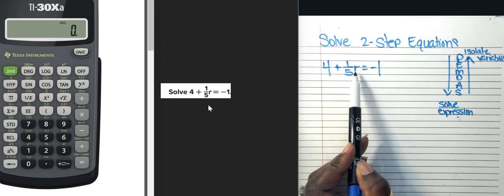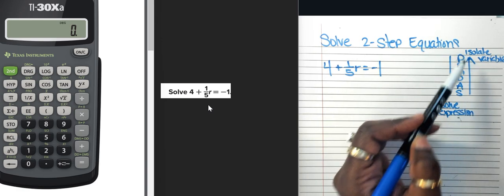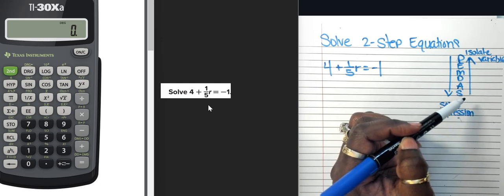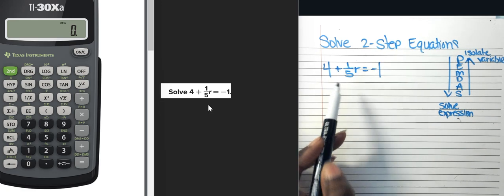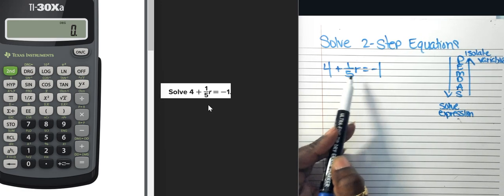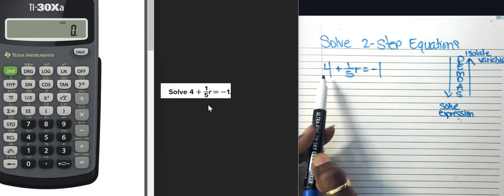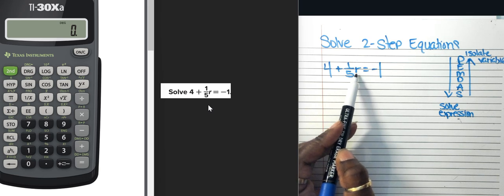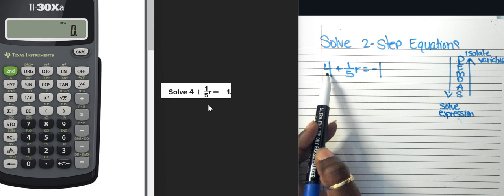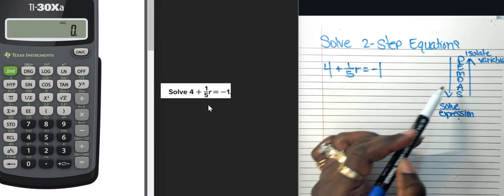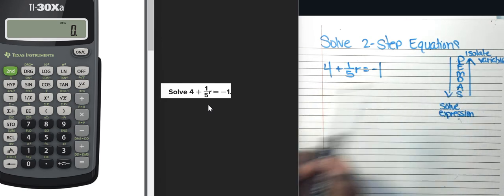And if we're solving for a variable, meaning that we're isolating the variable, we're going to use PEMDAS, but we're going to use it in reverse order. So I noticed that the r, our variable, is not by itself. Let me start with r. We are multiplying by 1/5. And then I also see that we are adding 4. Okay, so we're going to start from addition and subtraction.